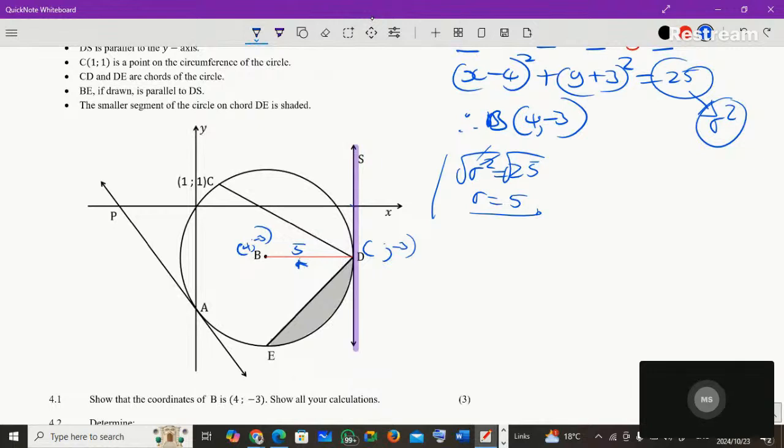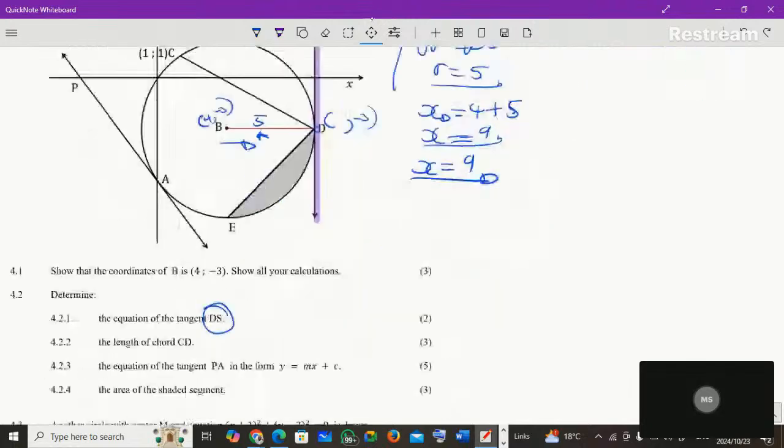But x does change, and the difference in x is 5, so we move to the right from B to D. So 4 plus the coordinate, which is x of D, will be equal to 4. We add the distance, which is 5, which gives us 9. So x of D is 9, and y is the same. Hence the equation will be x equal to something, so x is equal to 9 for line CD.